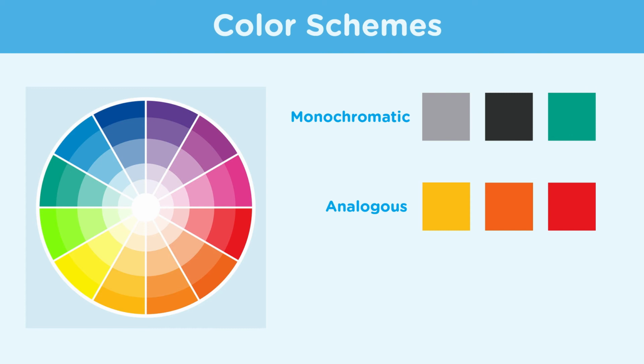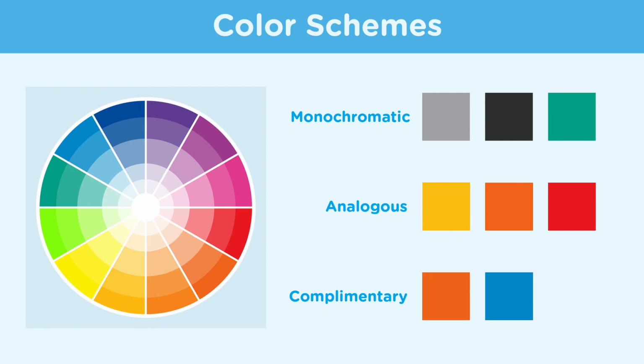Next is an analogous color scheme, and this color scheme is having colors that are next to each other on the color wheel. And as you can see on the color wheel to the left, we have a red, and then we can add an orange and then a yellow since they're right next to each other. So this would be an example of an analogous color scheme.